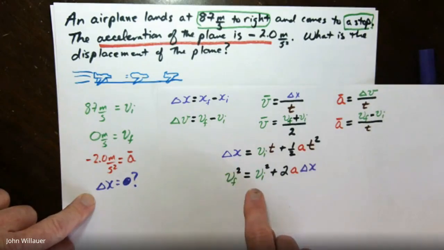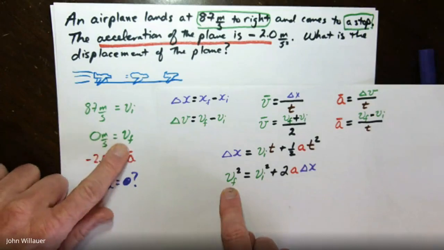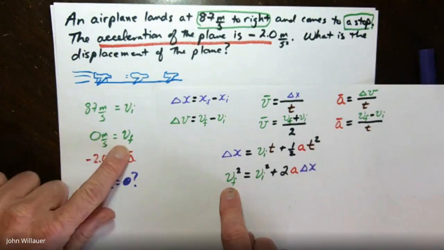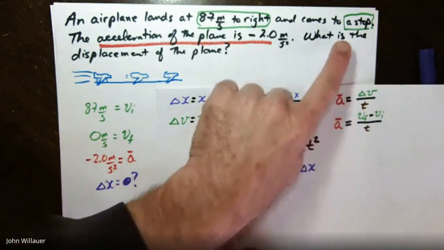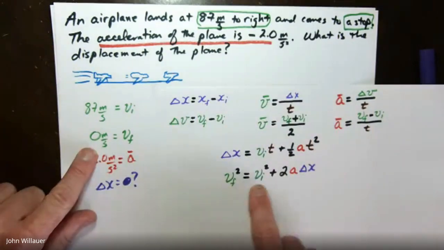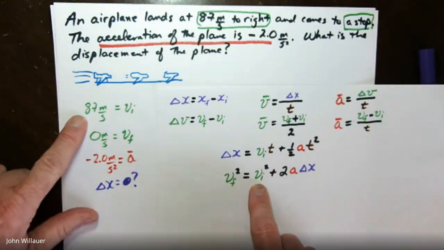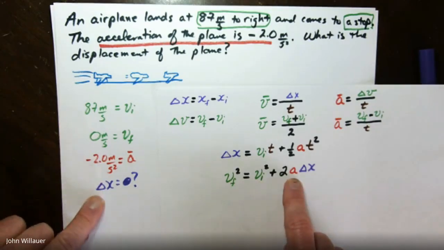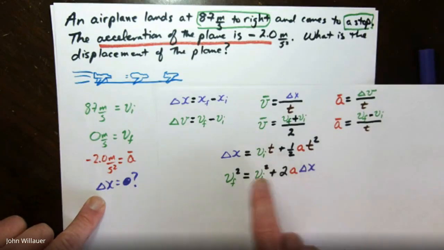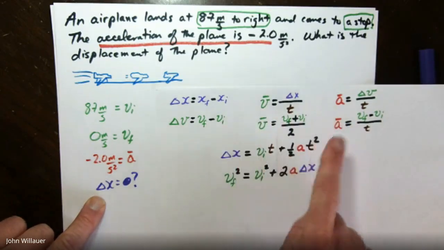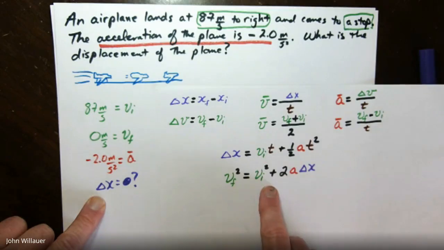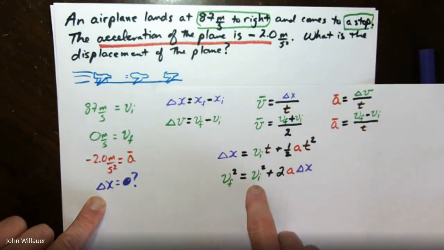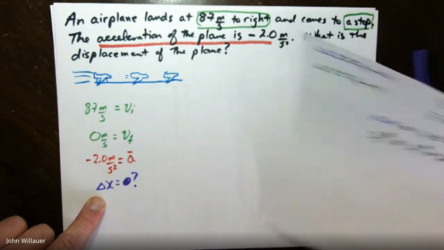This equation here, let's see what we have. Do we have a final velocity? We do, it's 0. And again, it's 0 here because it came to a stop. Do we have an initial velocity? We do. When it landed, it was going 87 meters per second. We're given an acceleration, and the only thing we don't know is the displacement. So when you're doing this, you want to find an equation where you know everything in it except for what you're looking for. So this is the equation I'm going to use in this case.